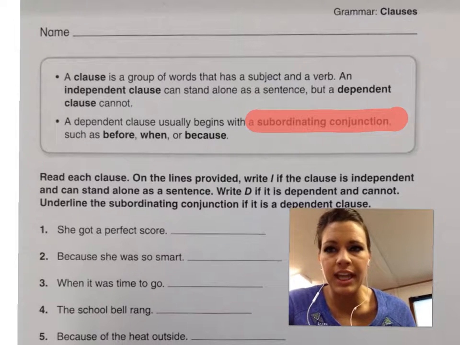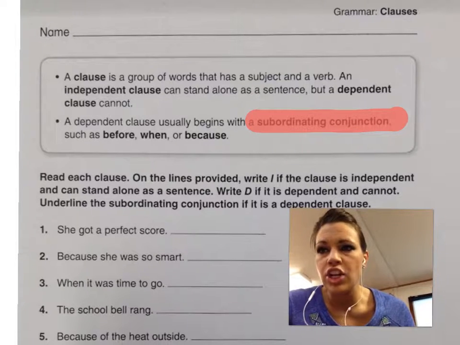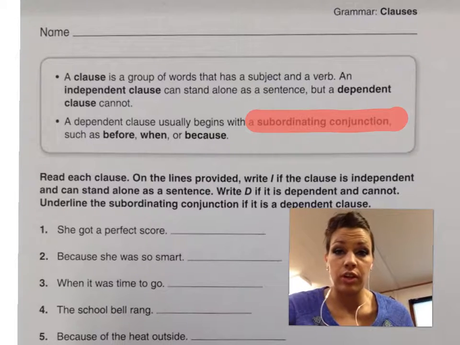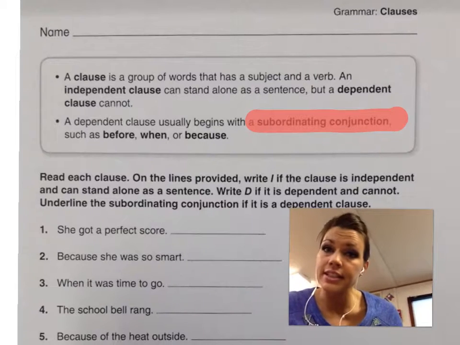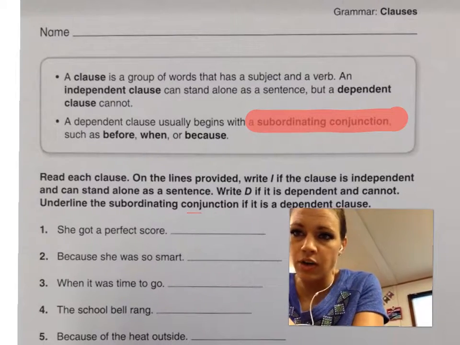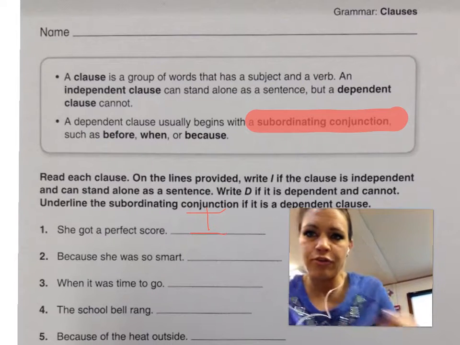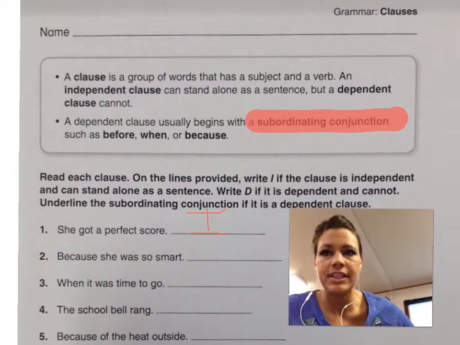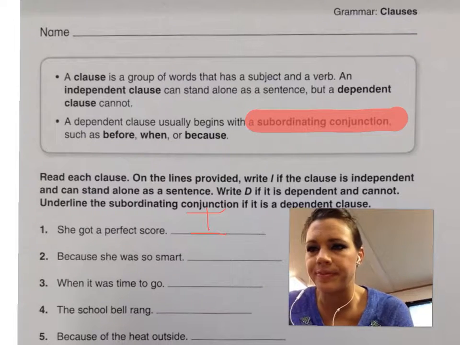Let's do a couple together. Number 1, she got a perfect score. To me, that sentence can stand alone, so I'm going to put I for independent. It's a good sentence. It's a good clause.